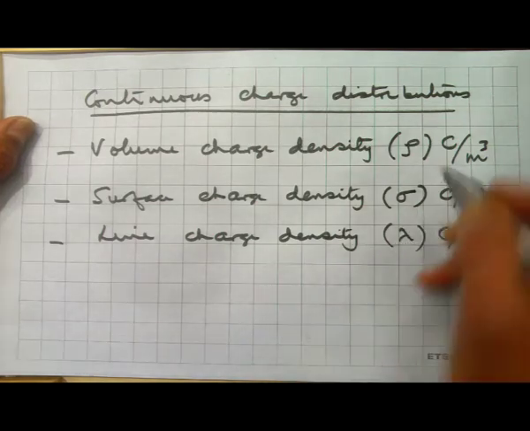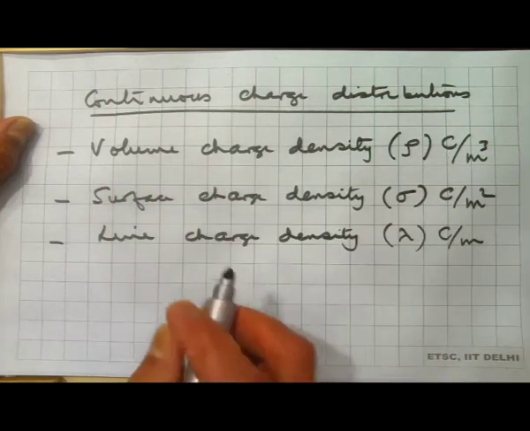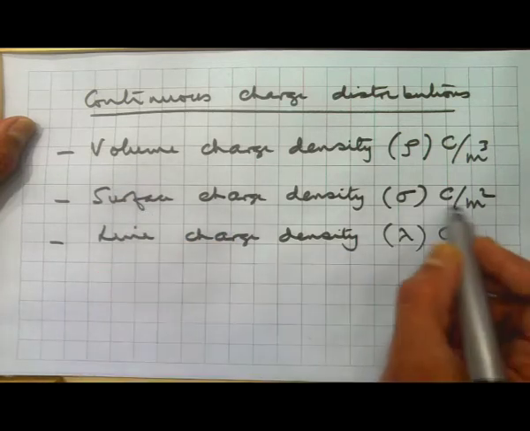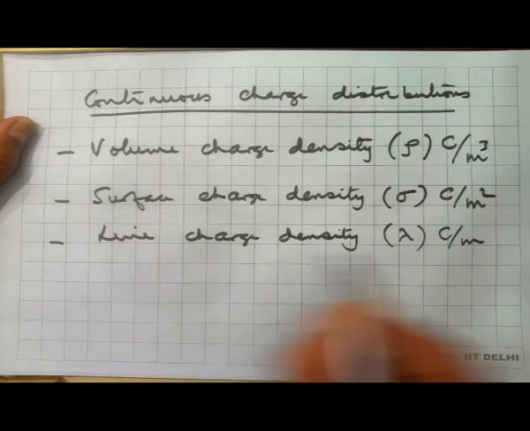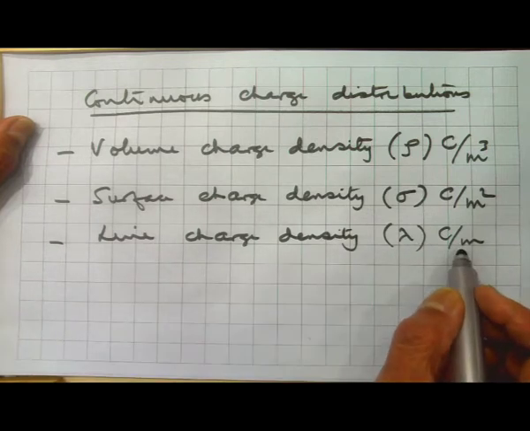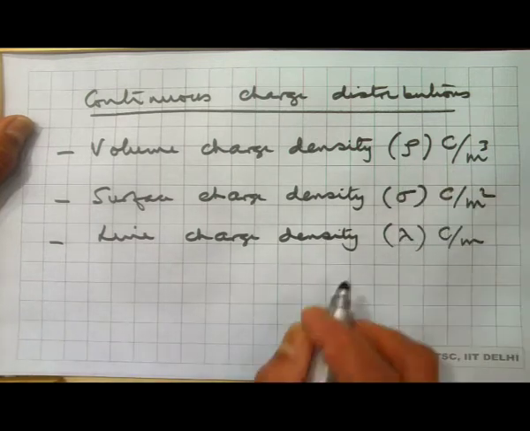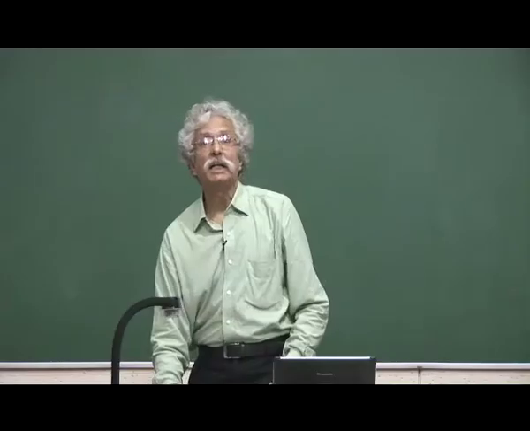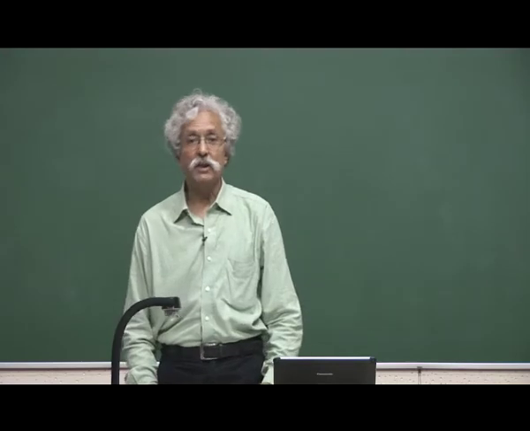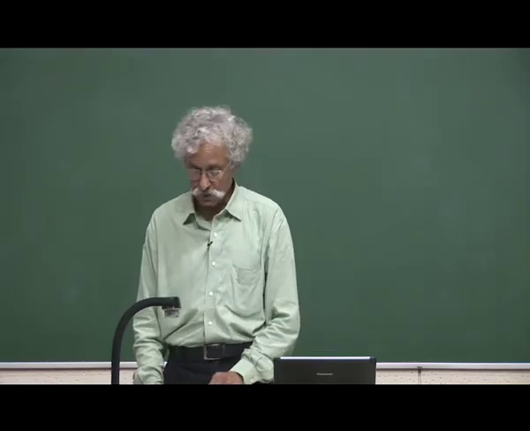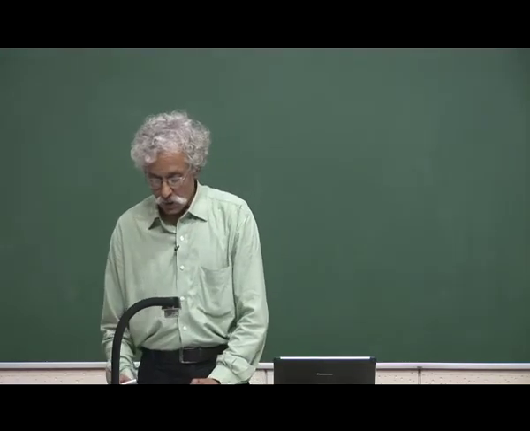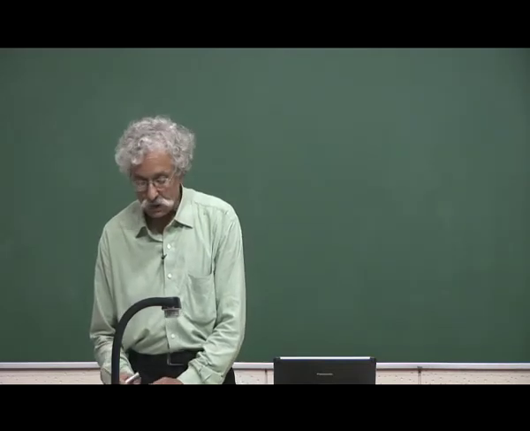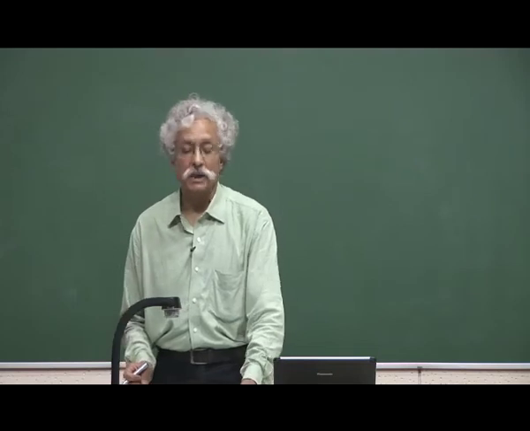So, volume charge density is the charge per unit volume, surface charge density is the charge per unit area, and line charge density is the charge per unit length. Now, these are three Greek letters. You will come across many of these Greek letters in your courses in physics, chemistry, mathematics, etc. So, it may be interesting for you to know that there are actually 24 Greek alphabets.